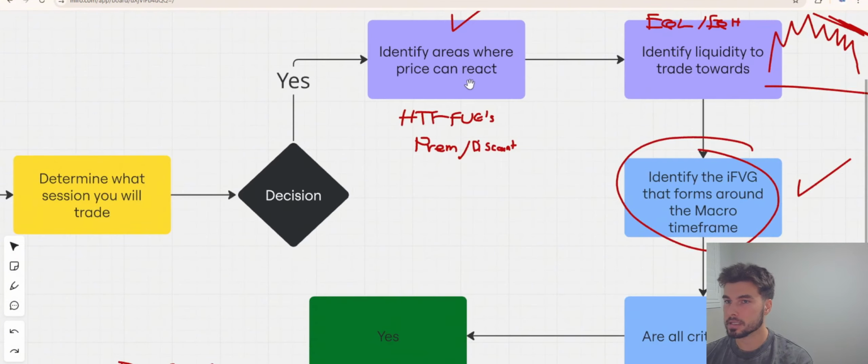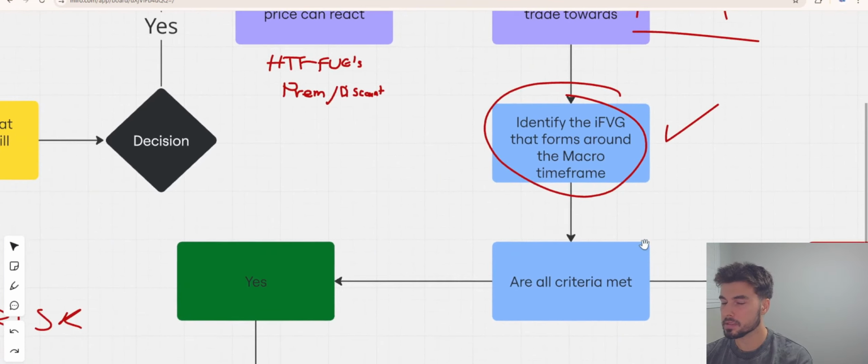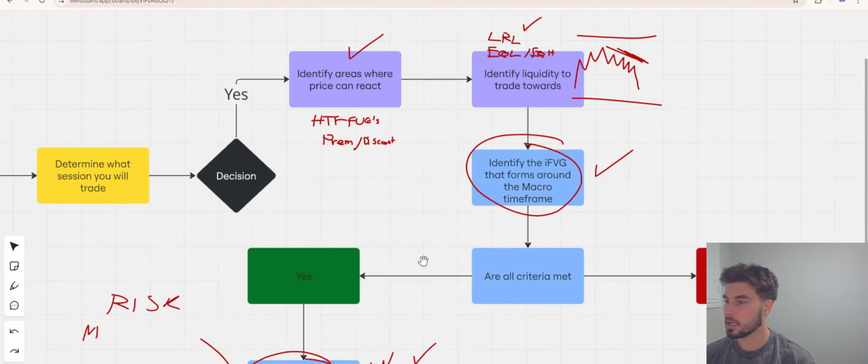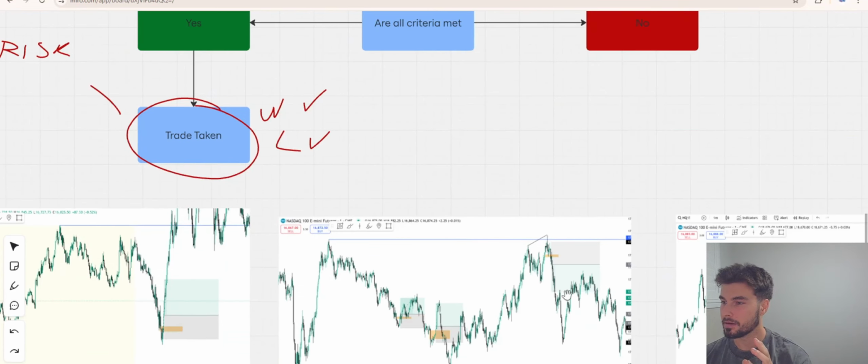Identify areas where price can react, identify liquidity, identify the inversion fair value gap that forms, and if all criteria are met, you take the trade. If not, you go back to the drawing board, you wait, next macro, who cares? Be patient, right? Be patient. Become the observer in that situation.